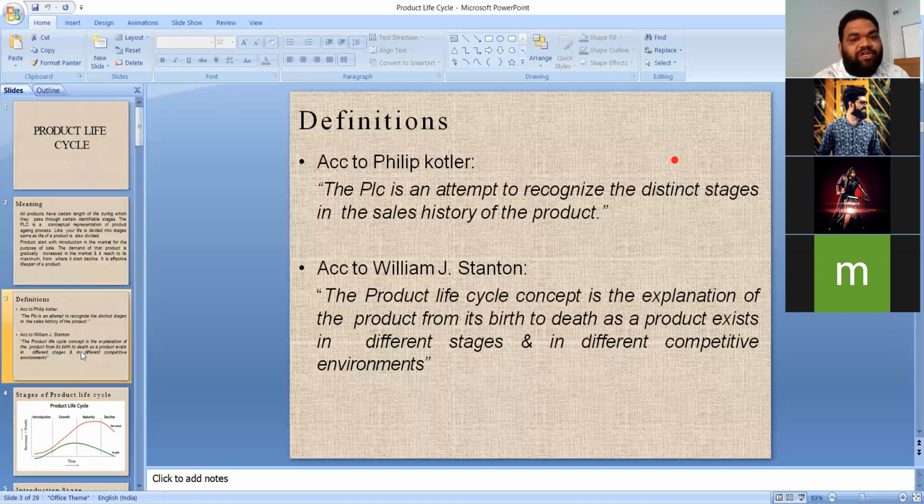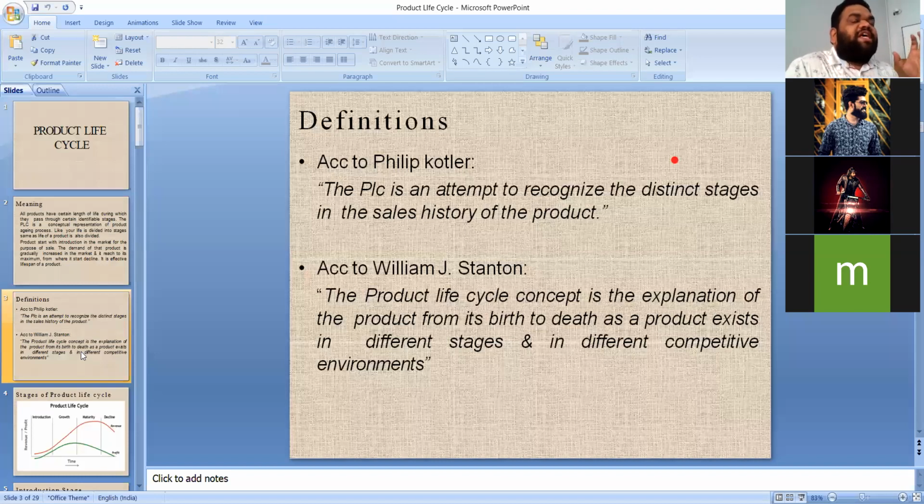According to Philip Kotler, the PLC is an attempt to recognize the distinct stages in the sales history of the product. So what Philip Kotler is telling is that the PLC is an attempt to recognize the distinct stages in the sales history of the product. Means, he is defining the stages of the product. That is the product life cycle.